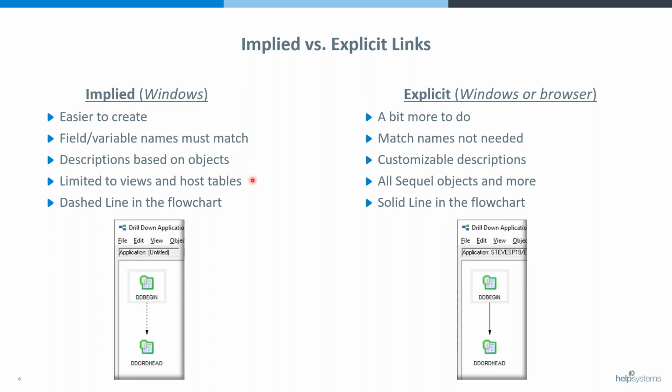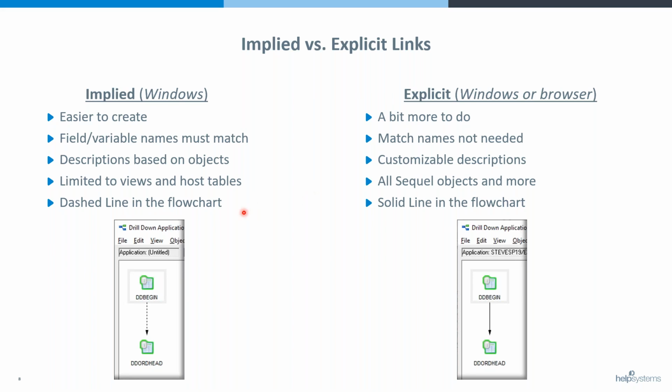You can customize the descriptions with the explicit link. You're also able to use the implied links with fewer types of SQL objects than the explicit. Only views in what we call SQL or host tables can be used with an implied link, whereas all the other SQL object types, like reports, etc., can be drilled to.